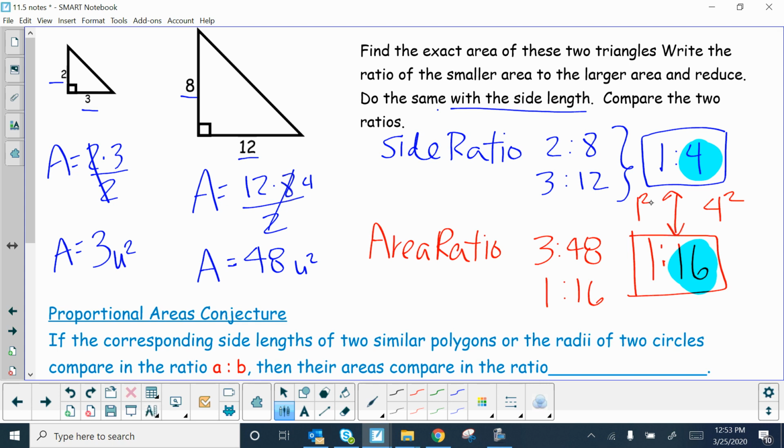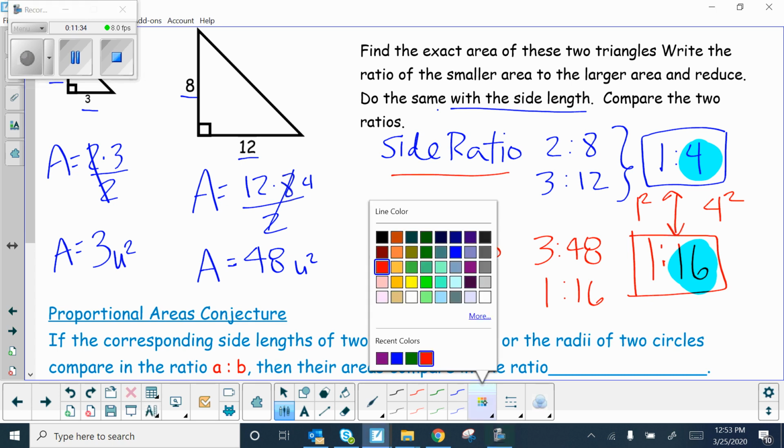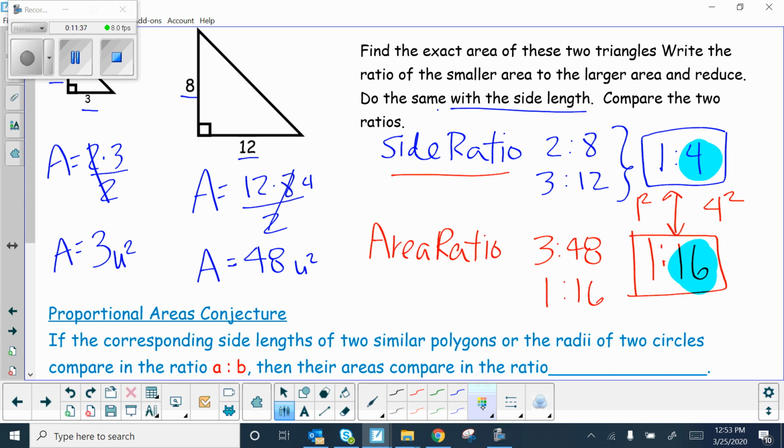What's 1 squared? 1. So if the corresponding side lengths of two similar polygons have a ratio of A to B, okay, so the side ratio is 1 to 4, A to B, then the area ratio, when you square the 1, it gets to be just 1. And so really you're squaring both of them. So the way you want to write out this last conjecture is if the side ratio is A to B, then the area ratio is going to be A squared to B squared. Okay, and I'll show you how we're going to use those here in a minute.